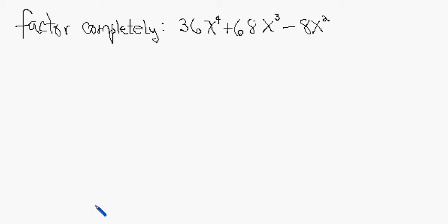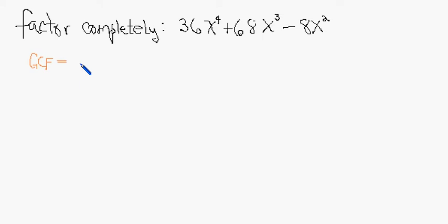Alright, so we're asked to factor completely the expression 36x to the fourth plus 68x to the third minus 8x squared. Well, the first thing we're going to need here is the GCF. Now, let's see if we have a GCF. Now, what is a GCF?